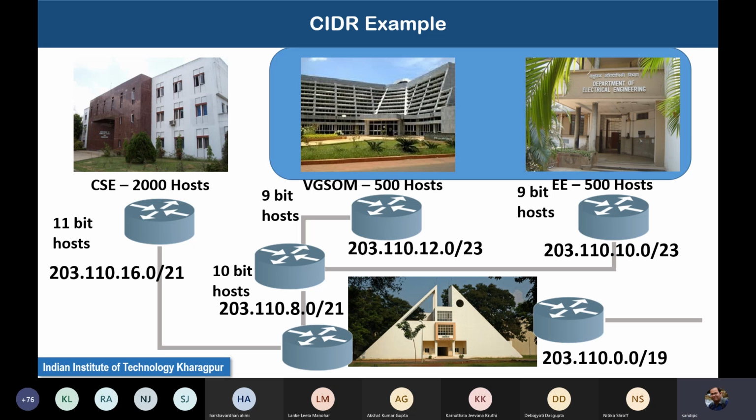Finally, the block of IP addresses going to the CSE department is 203.110.16.0/21. The block going to VGSUM is 203.110.12.0/23, and the block going to Electrical is 203.110.10.0/23.